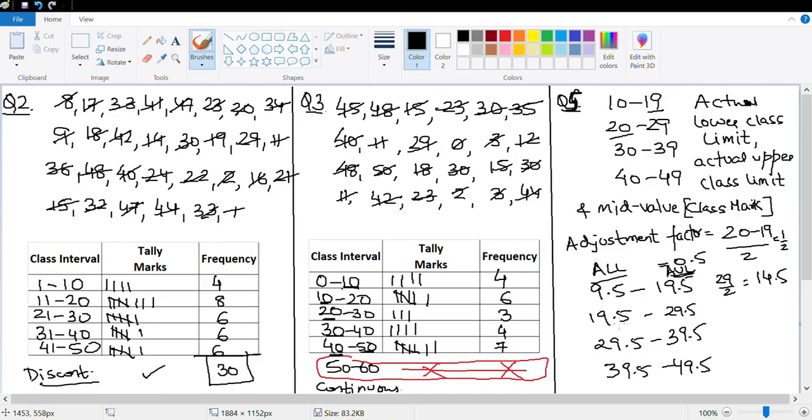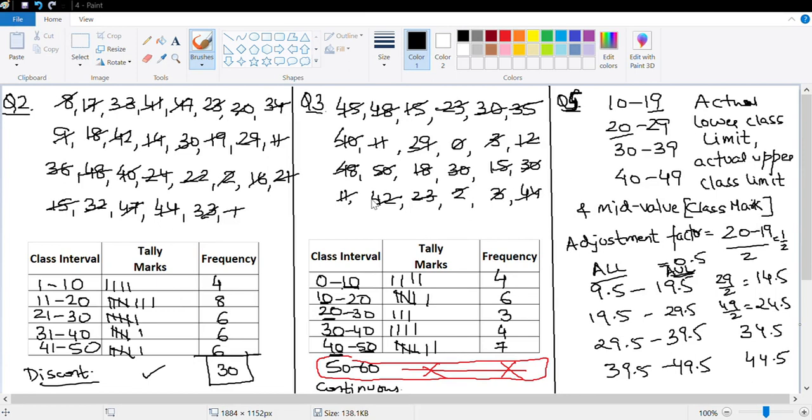Next one, 29 and 20, that's 49 upon 2, which is equal to 24.5. I notice that it's increasing by 10, so this will be 34.5 and this will be 44.5. Perfect. Let's move on and let's solve the next question.